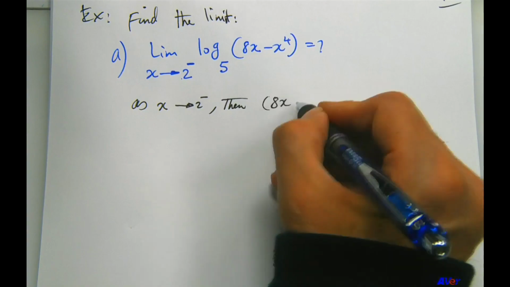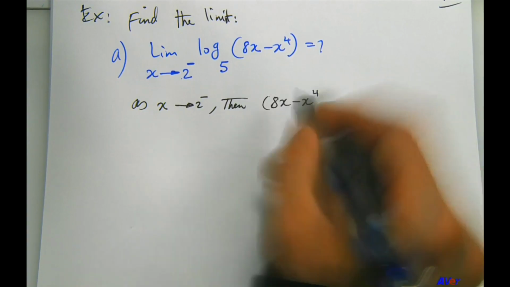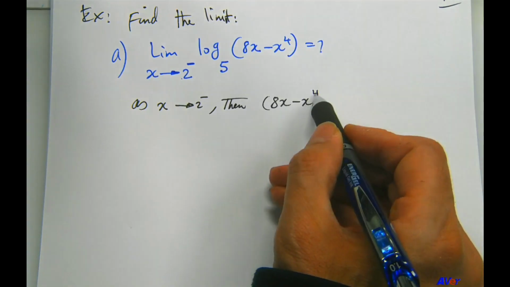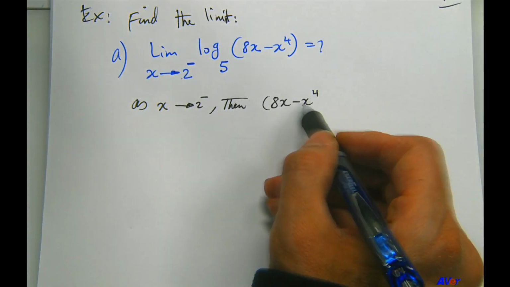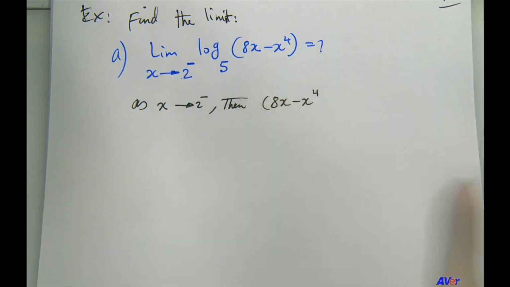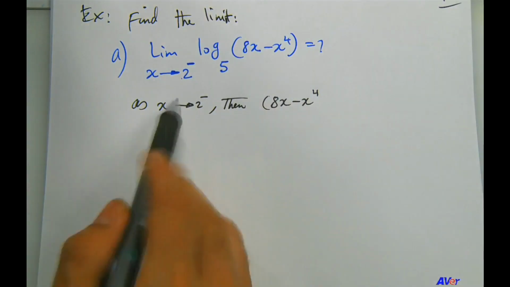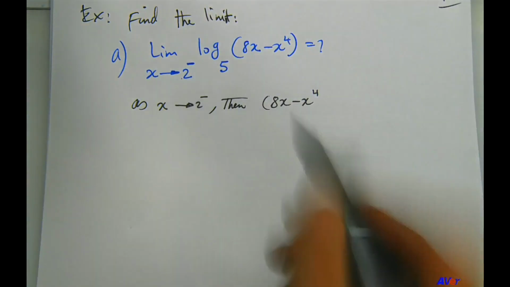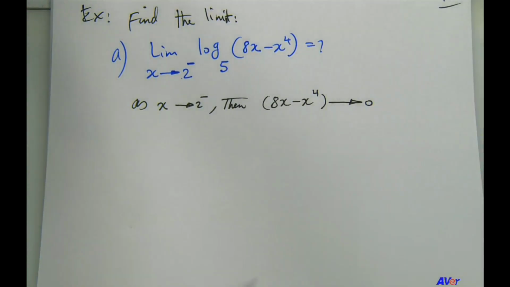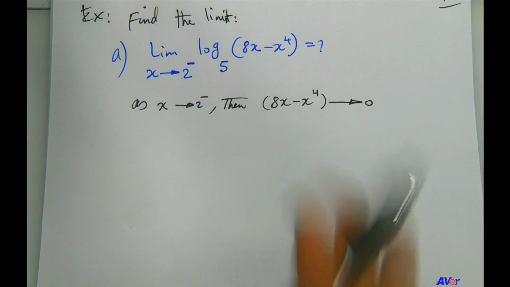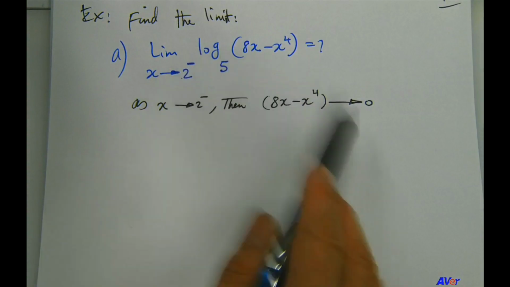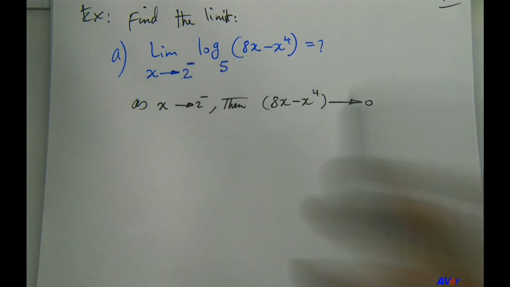8x minus x to the 4, right? Because 8 times 2 is 16 minus 2 to the 4th power, that's minus 16. So it gets closer and closer to 0. At 16, it's perfectly 0. But we're saying as x approaches 2 from the left, so this quantity approaches 0. Okay, so then we know that log of 0 or natural log of 0 is undefined.